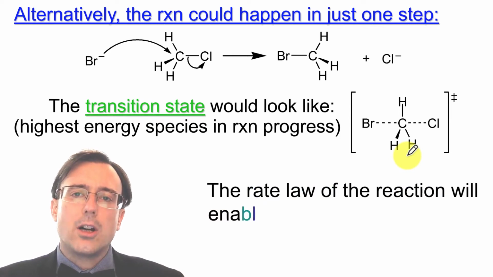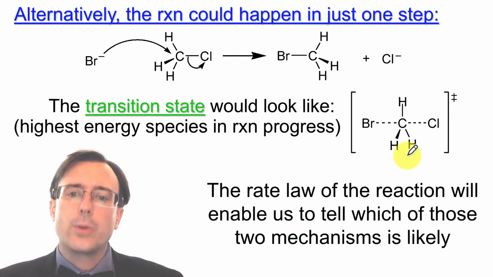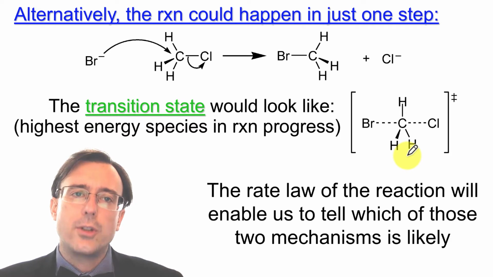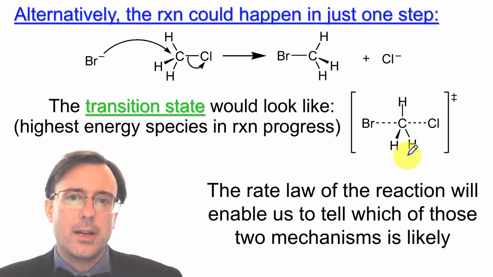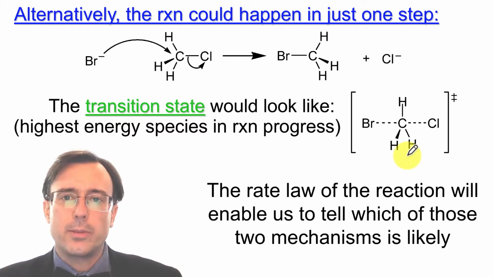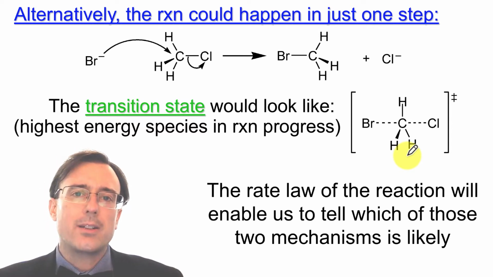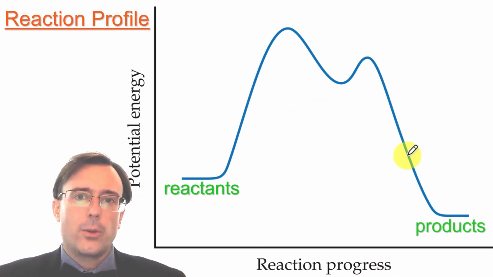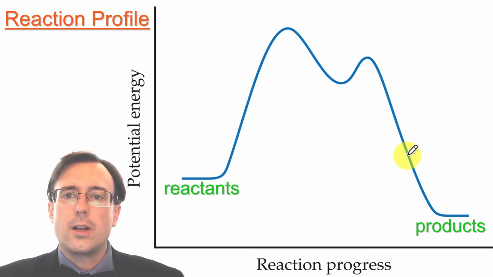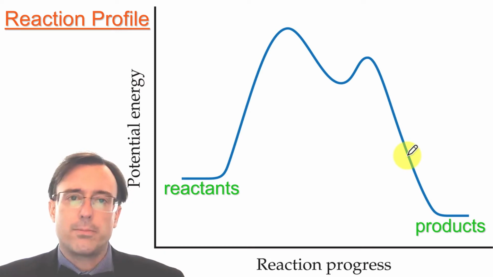Now, the rate law of this particular reaction will tell us which of these two different possible mechanisms is actually the mechanism of the reaction. Now, we can't exactly prove one mechanism, but we can at least disprove one mechanism, and we can say which mechanism is most likely to occur. So let's go ahead and check this out. Let's get in a little bit more detail here. So this right here is a reaction profile for one of those different possible mechanisms.